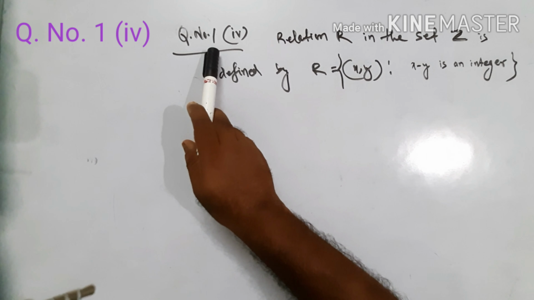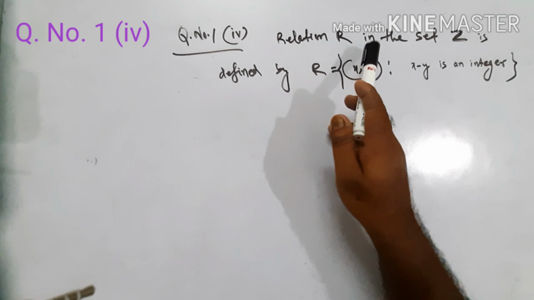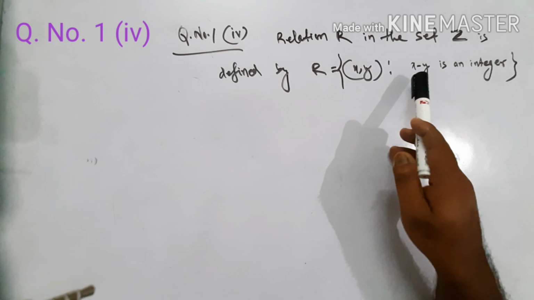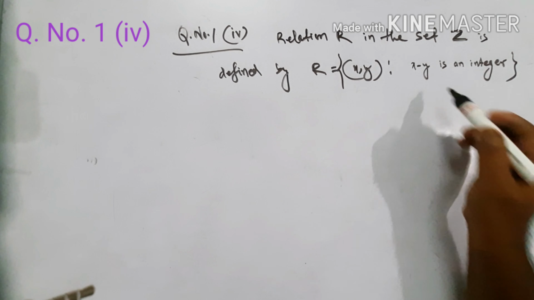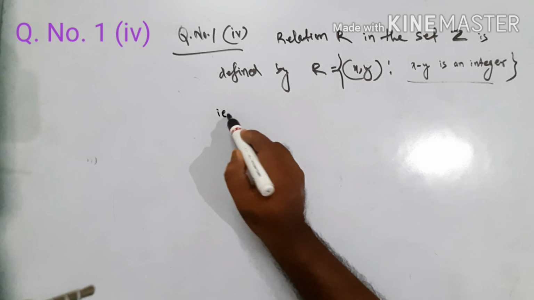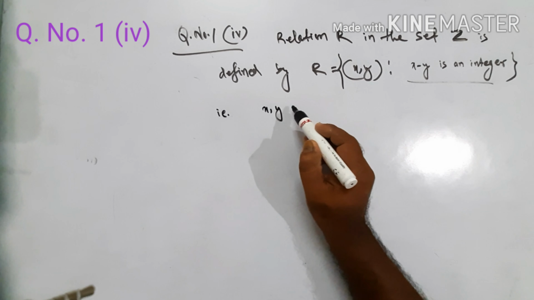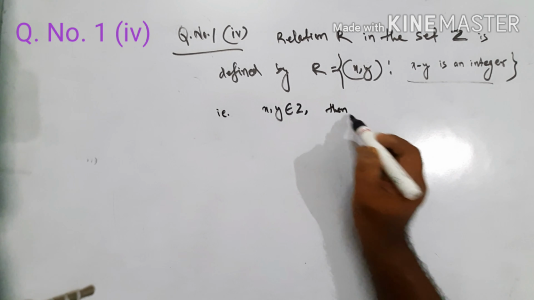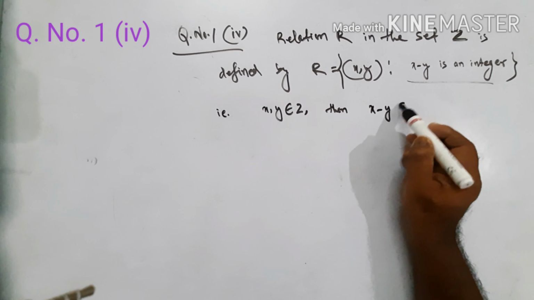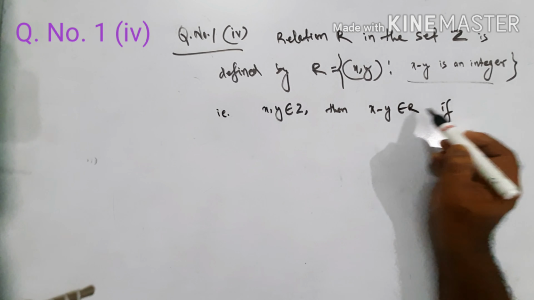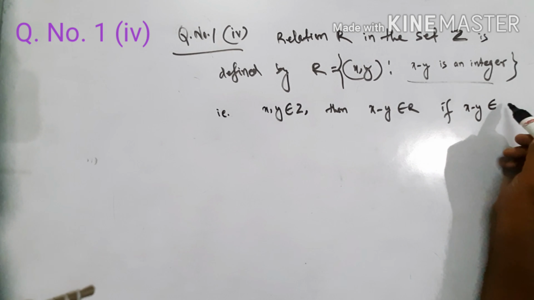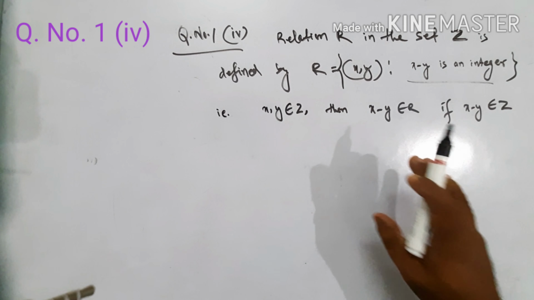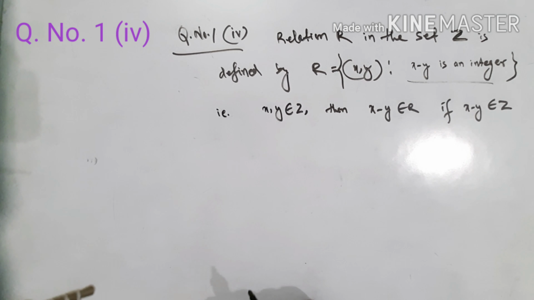Question number 1 IV. The relation R in the set Z is defined by R equal to (x, y) such that x minus y is an integer. That is, (x, y) belongs to Z, then (x, y) belongs to R if x minus y belongs to Z. This is the question. Then you have to show whether this is reflexive, symmetric or transitive.